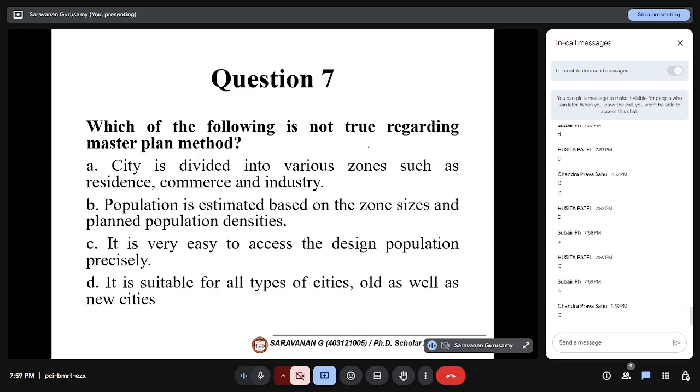Then which of the following is not true regarding master plan method? City is divided into various zones such as residence, commercial and industry. That is correct. Population is estimated based on the zone size and planned population densities. That is also correct. It is very easy to assess the design population precisely. Nowhere can we find the design population precisely. It is suitable for all types of cities, old as well as new cities.